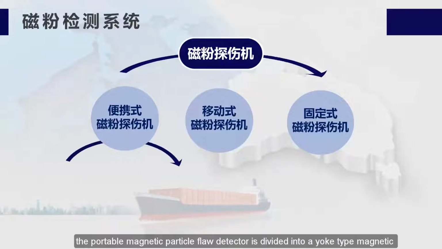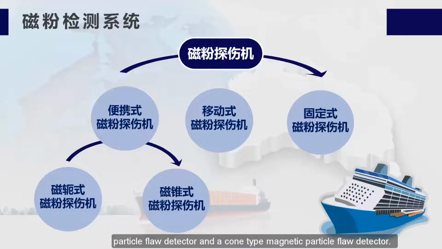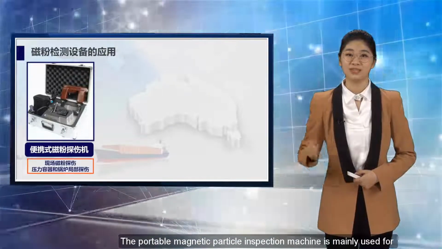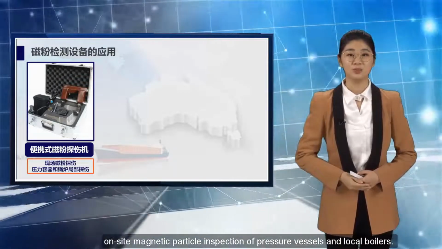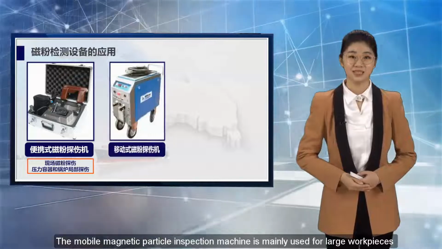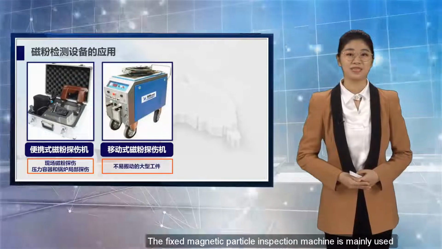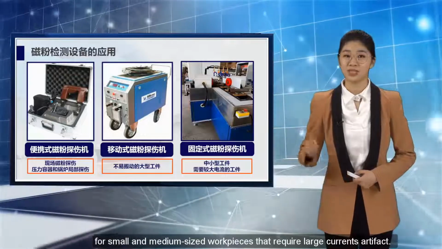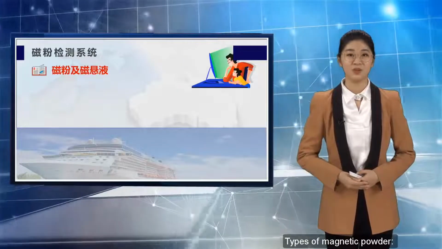Among them, the portable magnetic particle flaw detector is divided into a yoke-type magnetic particle flaw detector and a cone-type magnetic particle flaw detector. The portable magnetic particle inspection machine is mainly used for on-site magnetic particle inspection of pressure vessels and local boilers. The mobile magnetic particle inspection machine is mainly used for large workpieces that are not easy to move. The fixed magnetic particle inspection machine is mainly used for small and medium-sized workpieces that require large current. Types of magnetic powder.